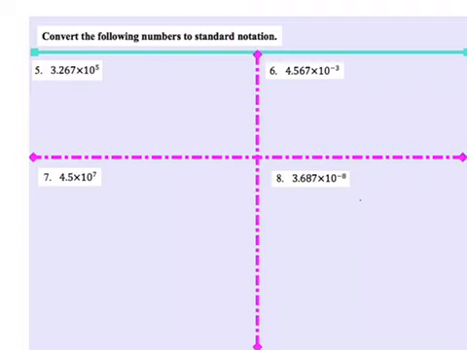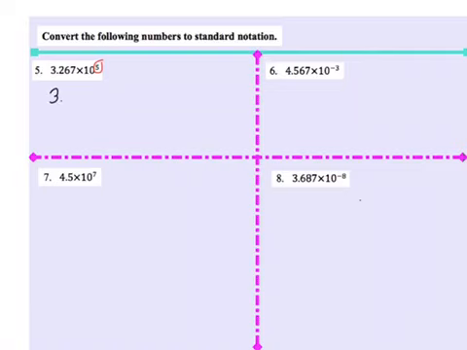So now we're going to switch it up a little bit. I'm giving you a number in scientific notation, and I want you to write it in standard notation. So I want you to write it without the times 10. So what we do for this is we look at that power. That power tells us how much we move the decimal point and which direction we move it in. So that one's going to tell me I'm moving it 5 in the positive direction because it's positive.